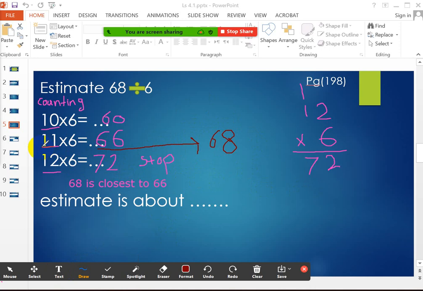That means the quotient will be what? About what? About 11. We will choose the counting number that, multiplied with 6, gives me 66.